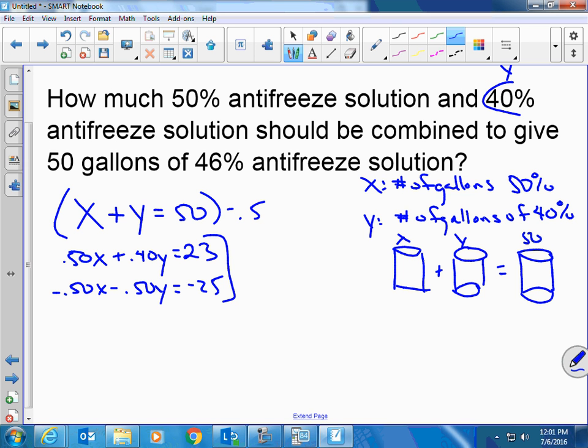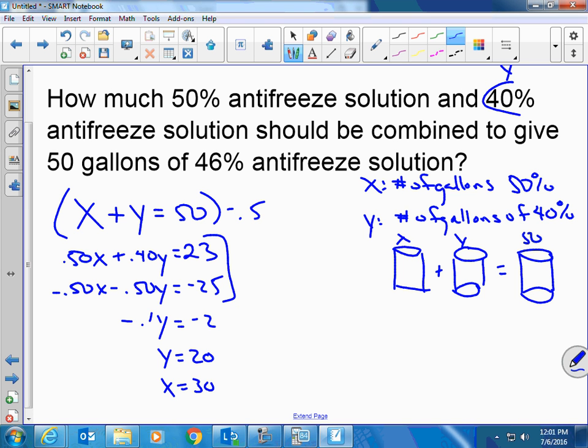Add these two equations together. I get a negative 0.1 y and a negative 2. Divide, and y is 20. 20 gallons of the 40%. And if X plus Y has to be 50, then there must be 30 gallons of the 50%. And that should make sense, because if I were to add equal amounts of 50% and 40%, I would have 45%. So I must add more of the stronger solution, more of the 50%, to get 46%.